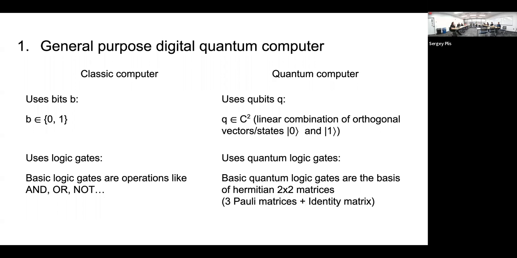Quantum computers also try to extrapolate the logic gates used in classic computers to the quantum level. Only while in classic computers logic gates are operations like AND, OR, NOT and so on, in quantum computers those operations are instead matrices, 2x2 dimensional matrices.